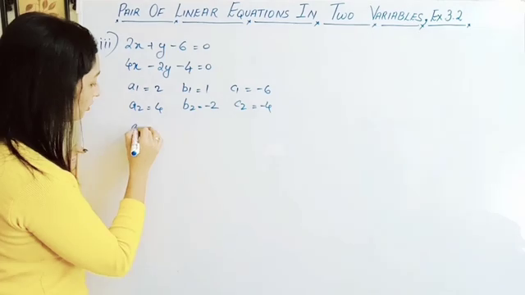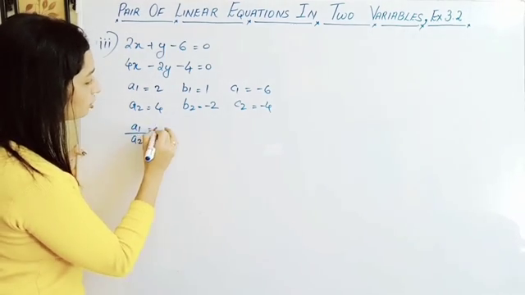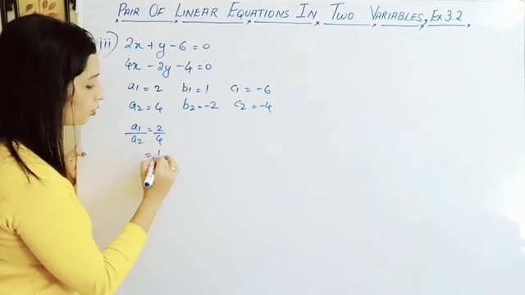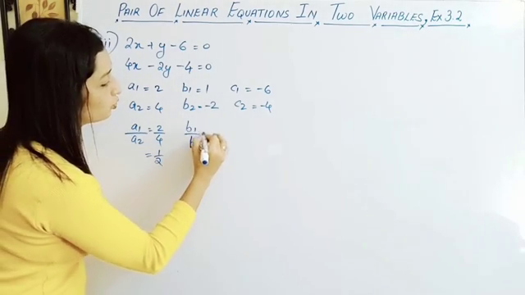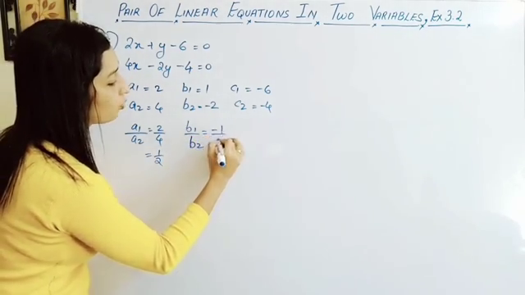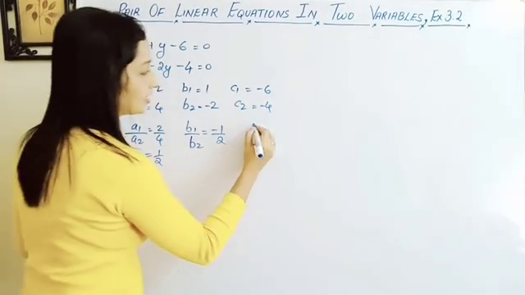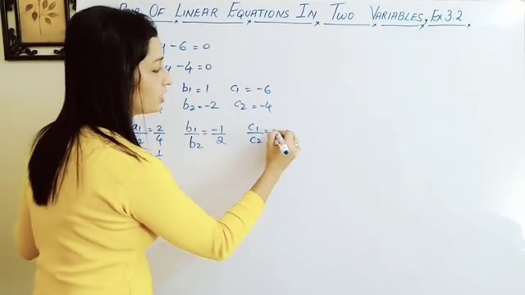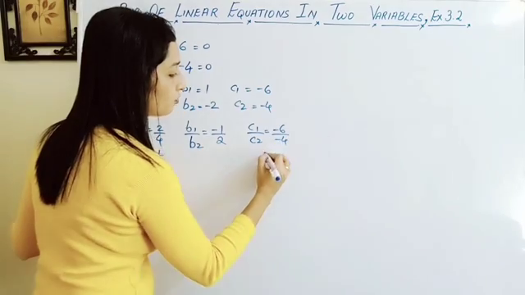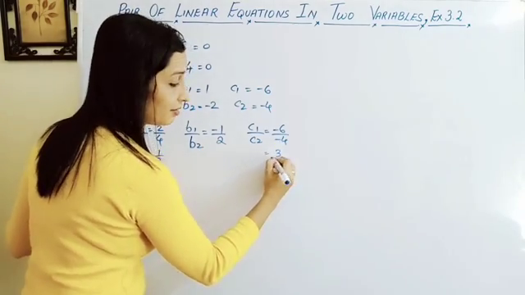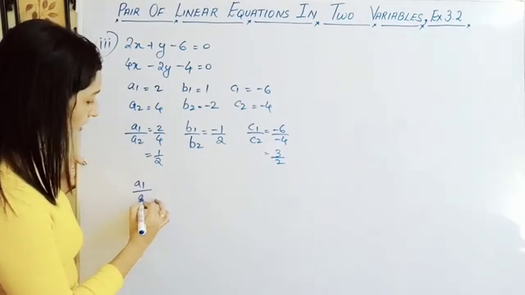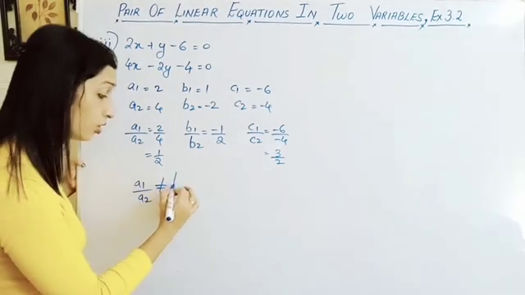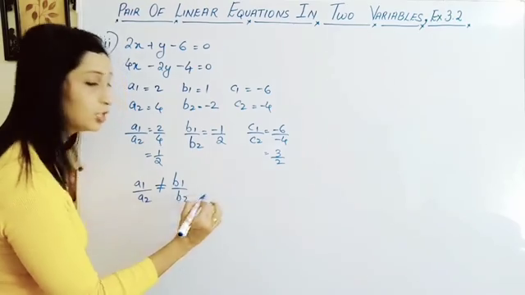Now let's find out the ratios. A1 by A2 is 2 by 4, which is equal to 1 by 2. Now B1 by B2 is equal to minus 1 by 2 and C1 by C2 is minus 6 by minus 4, which is 3 by 2. Now what is the condition then? A1 by A2 is not equal to B1 by B2.